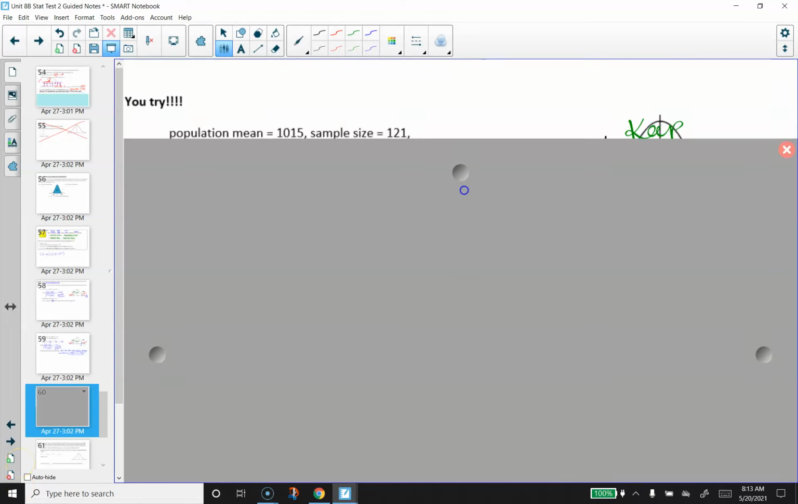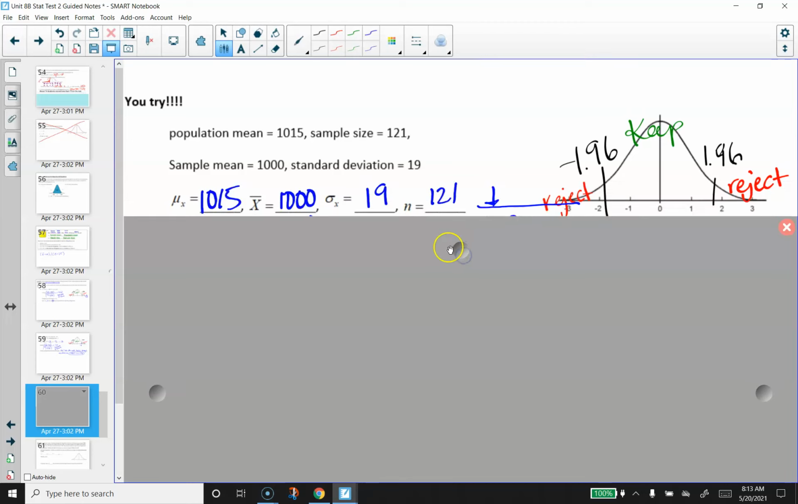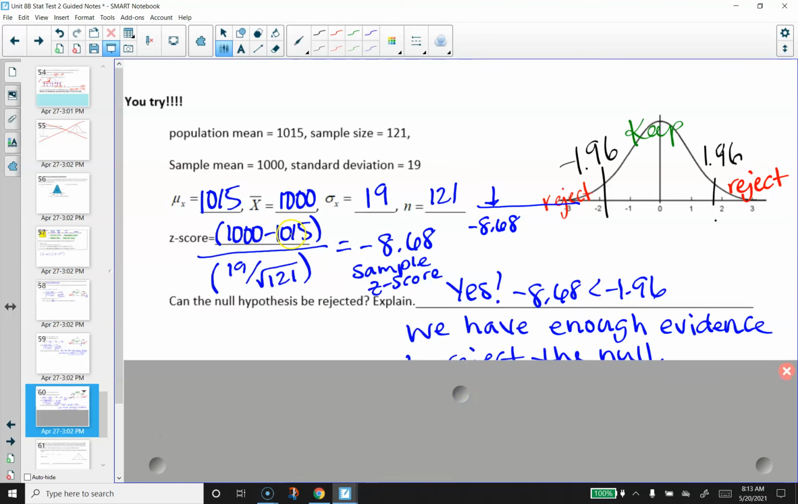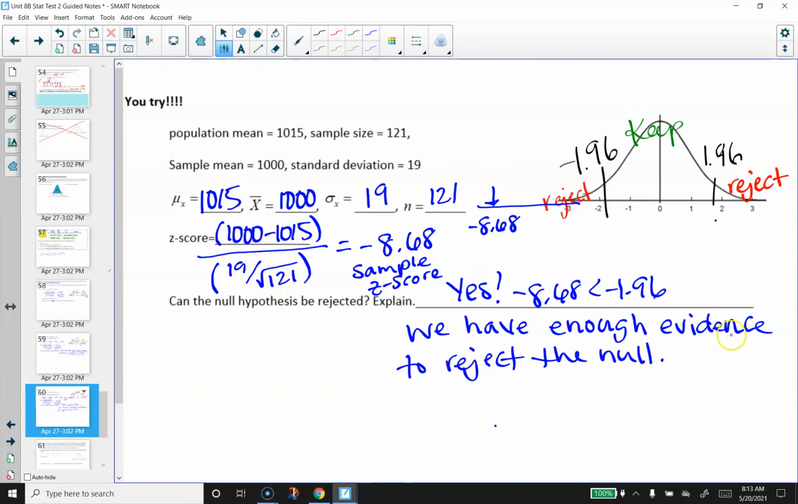So for this one, here we go. So we have a population mean of 1015, a sample mean of 1,000, a standard deviation of 19, and a sample size of 121. Again, be careful of how they give you the information. It's not always in order. You should set it up as 1,000 minus 1015 over 19 divided by the square root of 121. We get a sample z-score of negative 8.68, which is way below our lowest boundary. So we definitely have enough evidence to reject whatever the null hypothesis was that went with this problem.